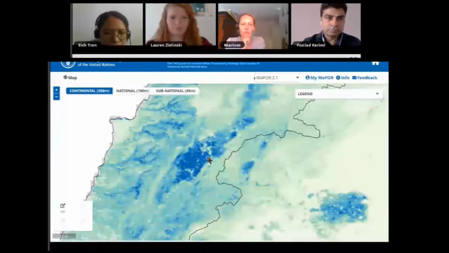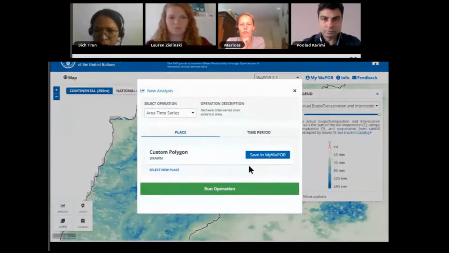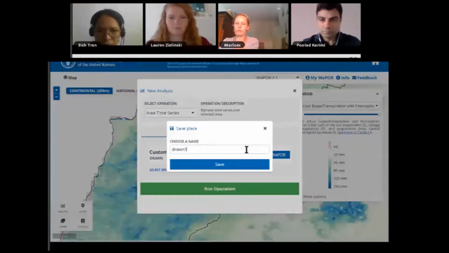Here you will start drawing the area that you want to extract time series. When you click, you can select a point and drag to draw new lines and continue until the last point is connected to the first point, creating a closed boundary. You can also save this area for later use using Save in My WaPOR button.